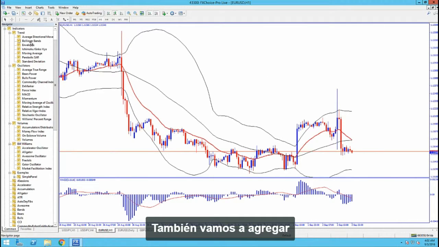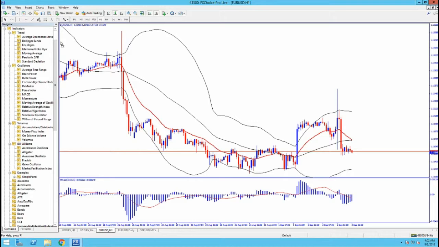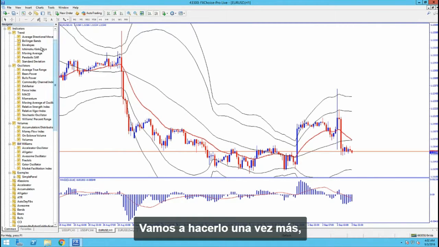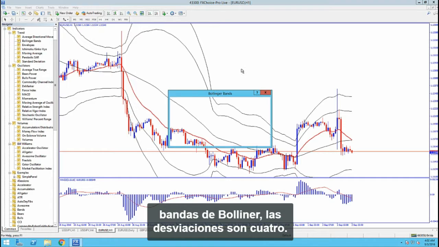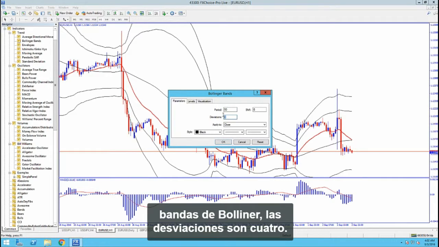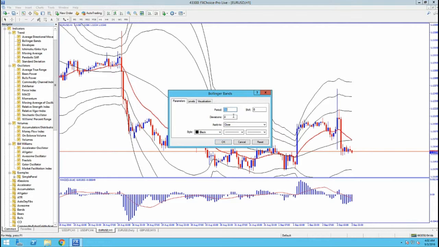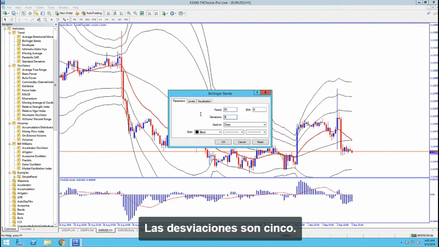We're also going to add the Bollinger Band again. We're going to say 50, and then the deviations are going to be 3. We're going to do it one more time. Bollinger Bands, deviations of 4. And one more time. Deviations of 5.